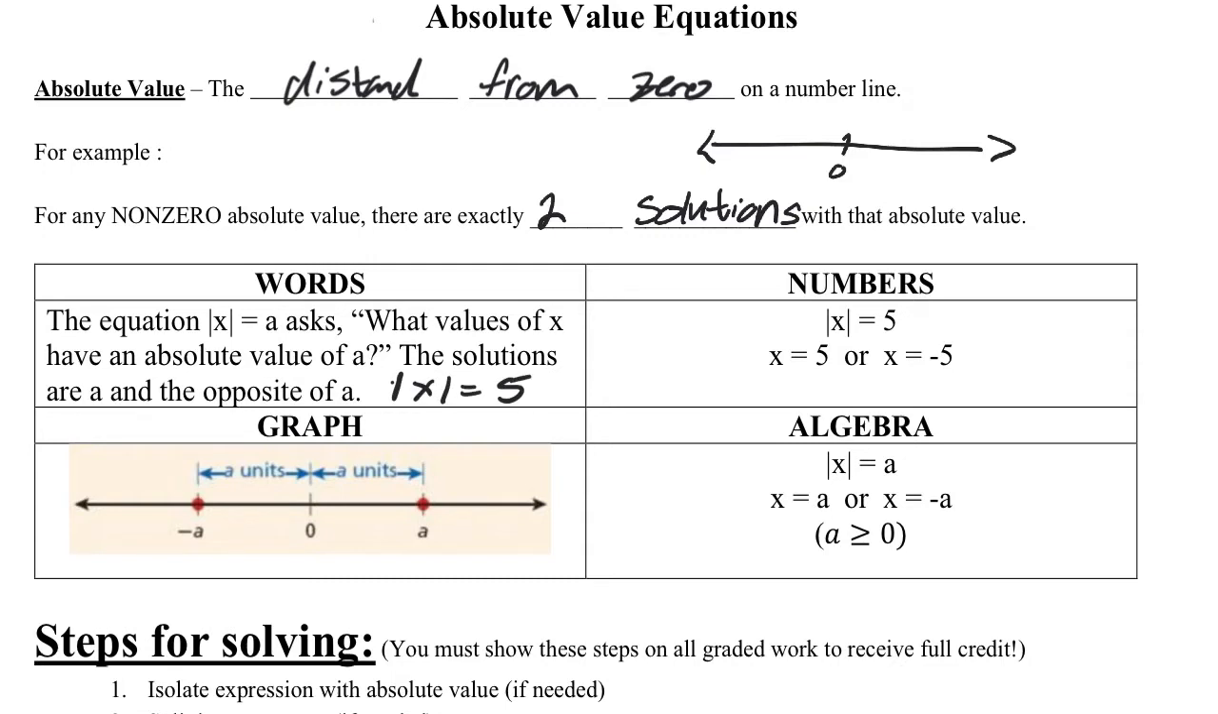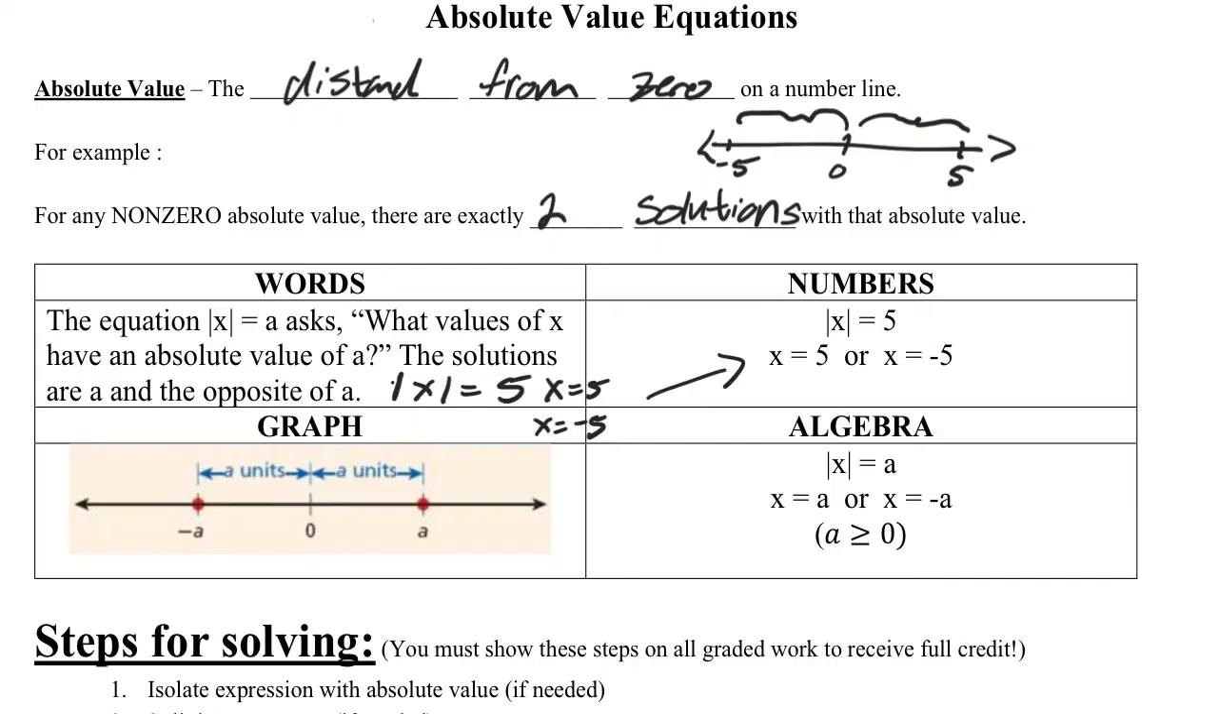So we're thinking about which locations are a distance of 5 from 0 on the number line. We could go 5 in the positive direction, but we want to remember that we could also go 5 in the negative direction. Both are a distance of 5 away from 0. So x could equal 5, or x could equal the opposite of 5, negative 5. That's what we're looking at with our number version of this.